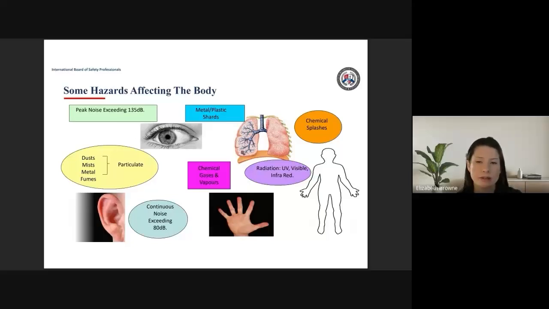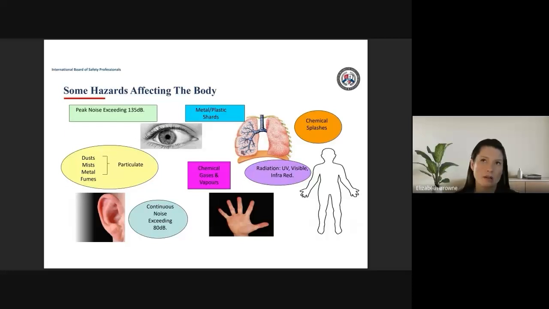Some hazards that affect the body: noise. A continuous noise exceeding 80 decibels can damage hearing. OSHA requires that any company have a hearing conservation program for workers that are exposed to 85 decibels or more over an 8-hour time-weighted average. And if they are provided hearing protection, if they're exposed to over 90 decibels over an 8-hour time-weighted average.